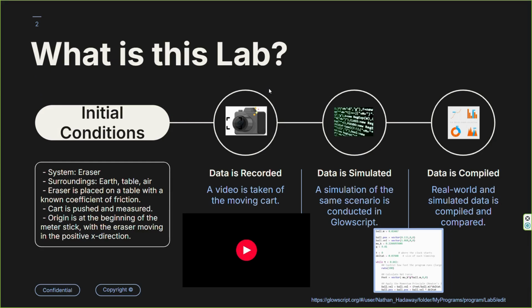So what is this lab? Well, this is a lab where I took an expo marker eraser and I slid it across a table. This is very similar to the first lab, if you remember it, where we took a track and we slid it across a frictionless track. However, here there is friction. There's a very noticeable friction between the table and the eraser. So we can measure that and kind of prove that friction is a constant force, but we'll get more into that next slide.